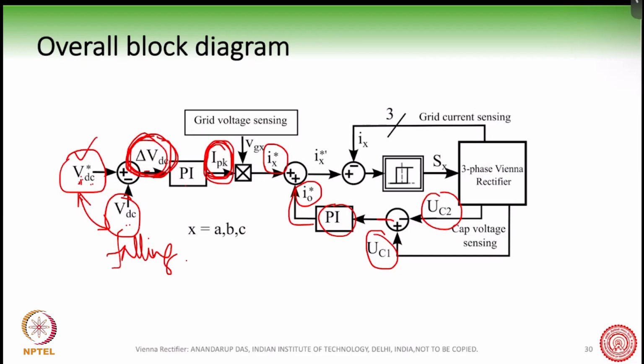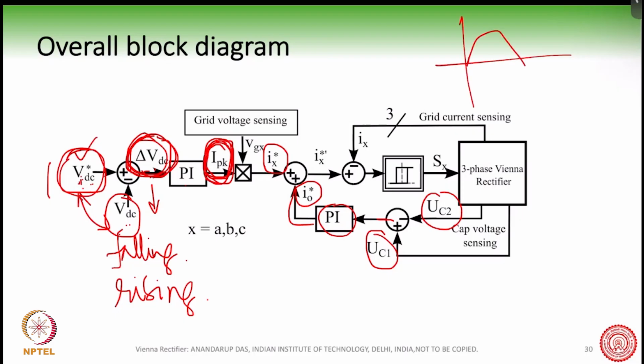On the other hand, if VDC is actually rising, what will happen? It will go more than VDC star, and therefore delta VDC will become lesser and I peak will go down. So by sensing the DC bus voltage, we will be able to see how much the peak current is. This peak can go up or down depending on the power requirement. So then we can control how much power flow is happening.